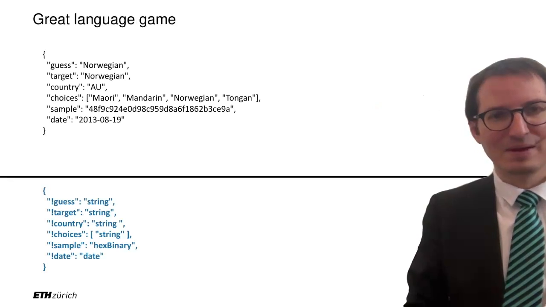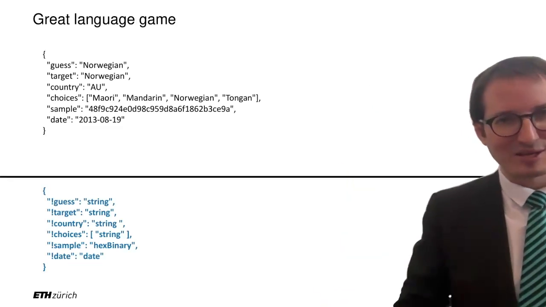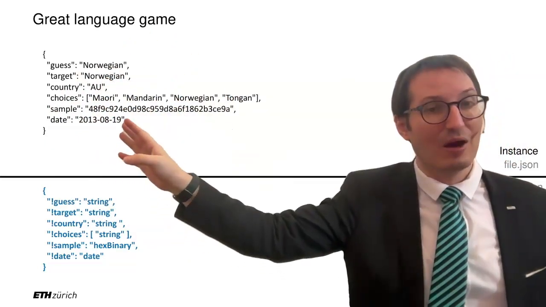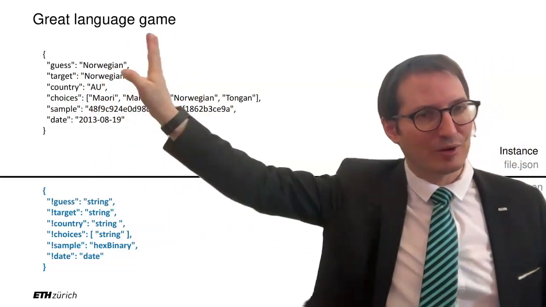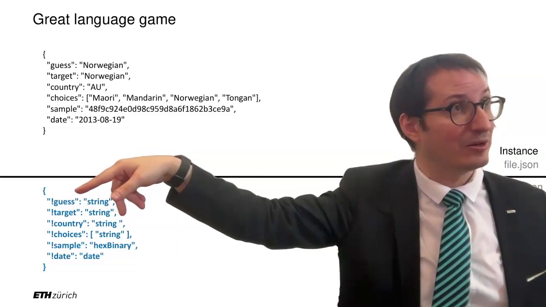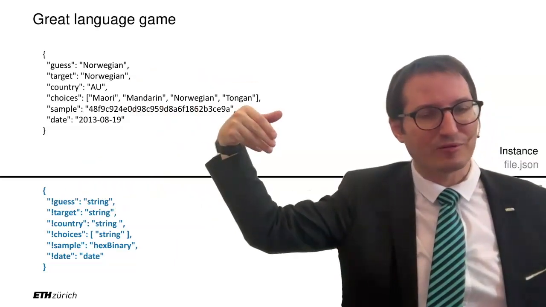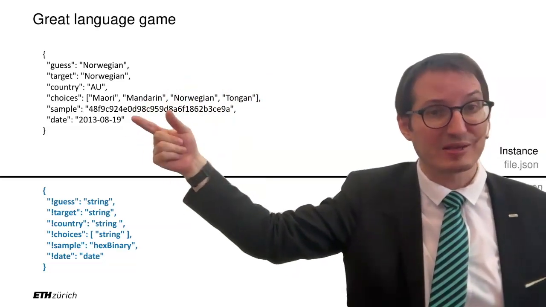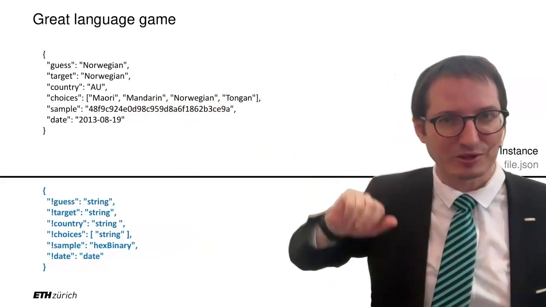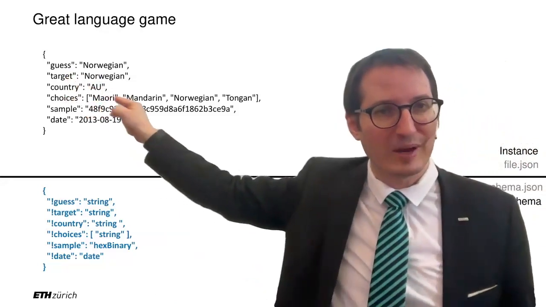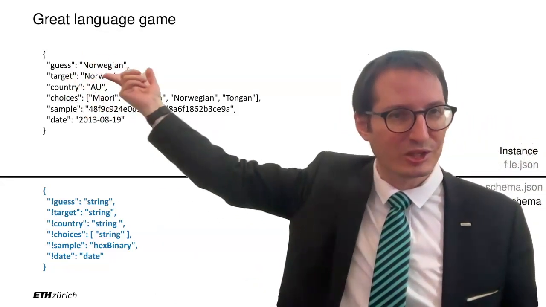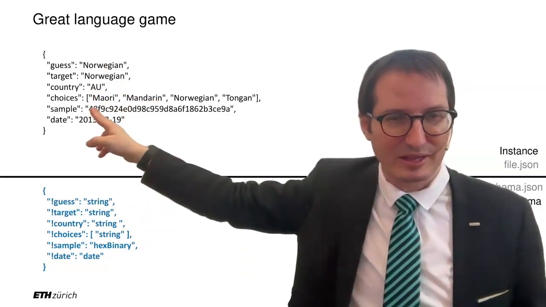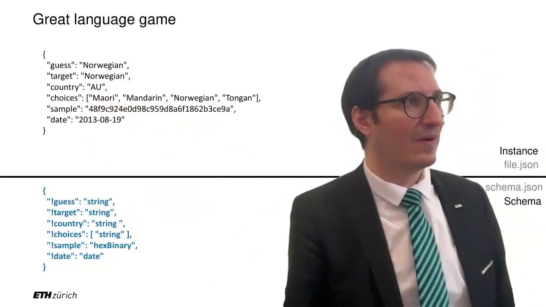So now, here's a real life example. This is the great language game. We love to use it in the exercises of that lecture. We have a data set with 2 gigabytes of objects that look like this, 16 million of them. This was based on a game a couple of years ago where people would listen to a sample of a spoken language and they would have to guess, is it Maori, is it Mandarin, is it Norwegian, or is it Tongan? And here you have the correct answer, and here the answer that the user gave, which here was correct. It was somebody who played from Australia on that date, and that's just an identifier for the sample.